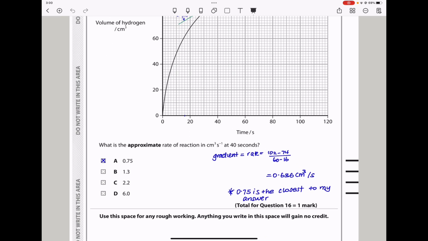I used the points 102 minus 74 over 60 minus 16, and this is what I got. So this is closer to 0.75, which is required, and therefore this is my answer. And again, remember they said approximate, so any value closer to this should be acceptable. You can see these others are so far away. Moving on.